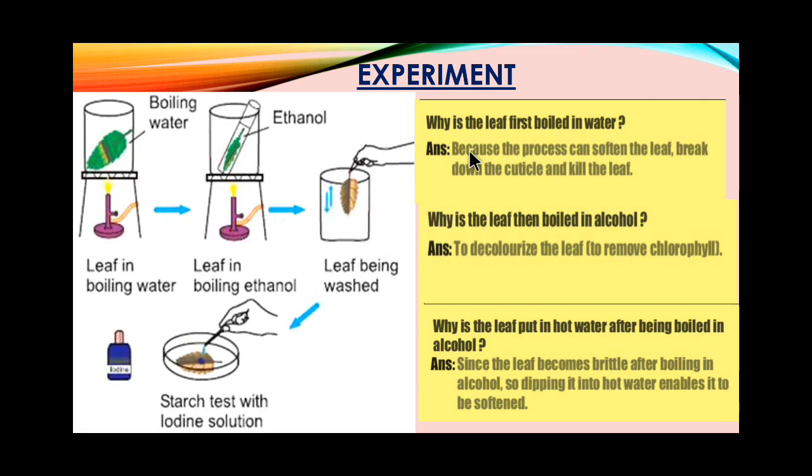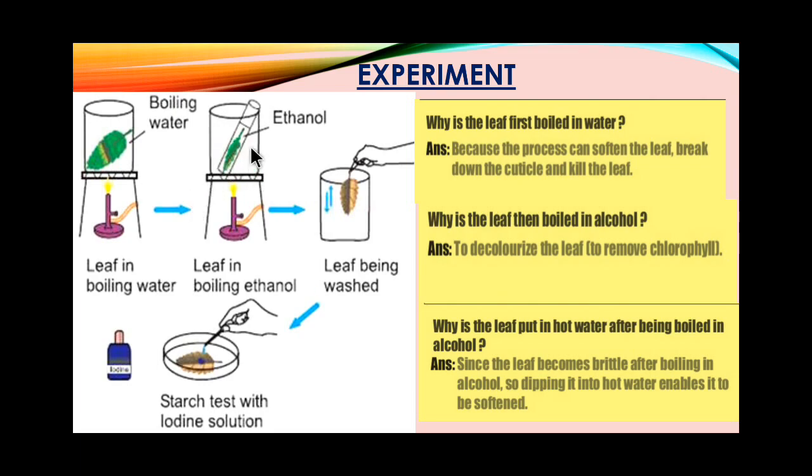Why is it kept in boiling water? Because this process can soften the leaf, break down the cuticle and kill the leaf. It disrupts the cell membrane also. Okay, now next, after this, immerse it in a beaker containing alcohol. That means carefully place the above beaker in a water bath till the alcohol begins to boil.